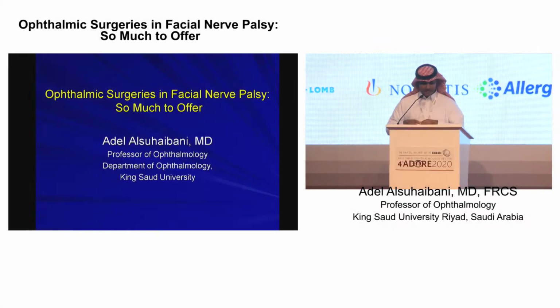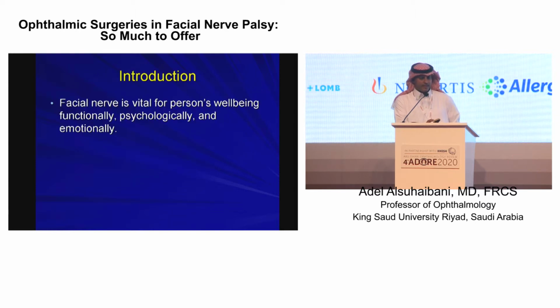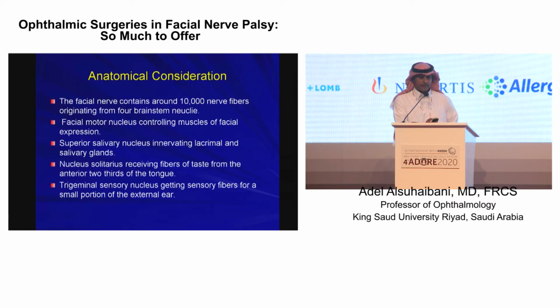Okay, thank you. There are a lot of surgeries done for facial palsy, but I'm going to focus on the ophthalmic one, because there is a lot for the face to be done, and for the sake of time. As you know, the facial nerve is really important, not just for function of the eye, but also for cosmesis, and also for the psychology of the patient, which maybe we don't pay enough attention to. So we need to tackle all these at the same time when we manage these patients in our clinic.